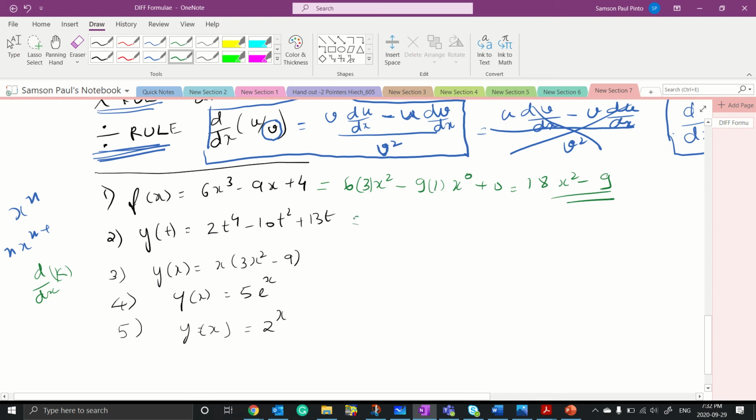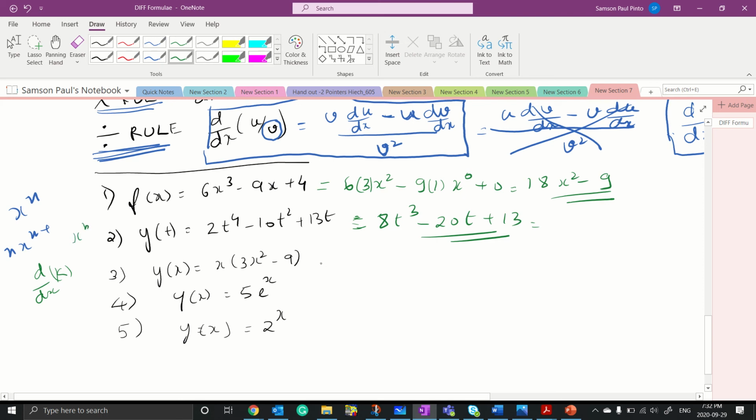Another similar example, this time I'm going to solve it directly. I suggest you do it slowly first, and once you do it slowly you will get the gist of it. So it is nothing but 8, 4 twos are 8t cube minus 20t plus 30. That is the answer you will get. Please verify this answer slowly using this principle, one by one using the x power n formula.